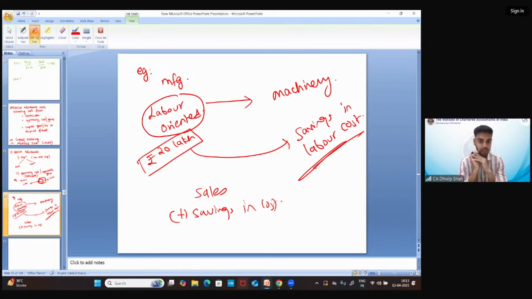ठीक है? So savings in cost. So the conclusion of opportunity cost and opportunity gain is that both are relevant for estimating the cash inflows. ठीक है? Opportunity cost you will add with other cost, and opportunity gains or savings in any cost will be added to revenue. Simple. This is the conclusion of special adjustment number 2.